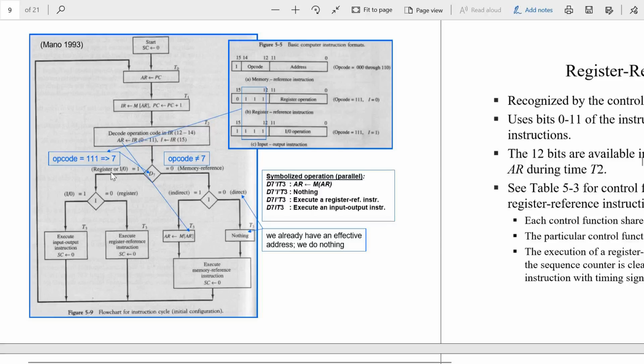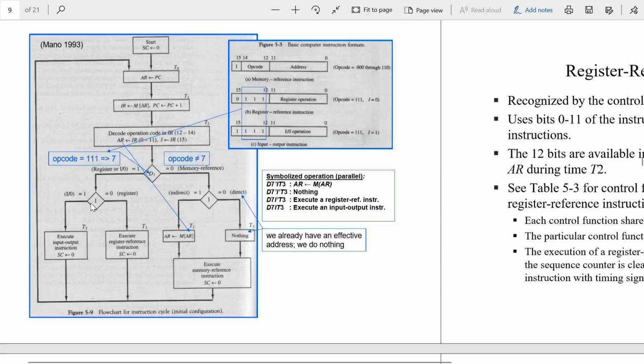After identifying either register and IO or memory reference, there is one more checking condition to differentiate register and input-output purpose: the I field. If the I field equals 0, that means this is a register reference instruction. If I equals 1, that indicates an IO instruction. So coming to this one.